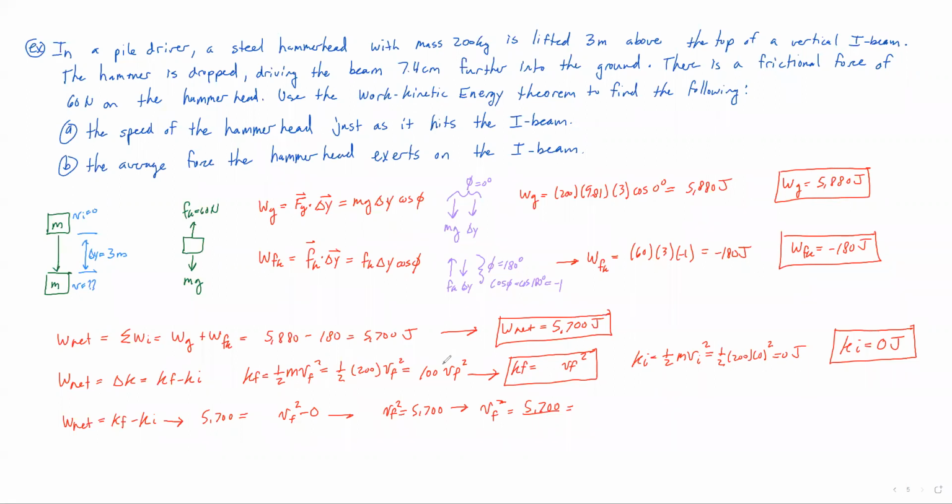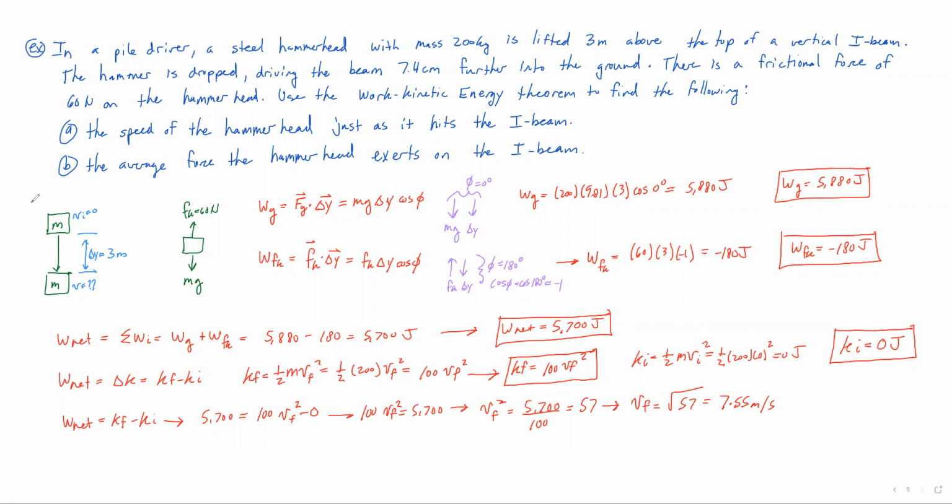So that's 100 Vf squared in the box. Okay, so I fixed it. So I divide by 100, basically I get 57. Vf squared is 57. Well, I don't want Vf squared, I want Vf, which is the square root of 57, which is going to be 7.55 meters per second.